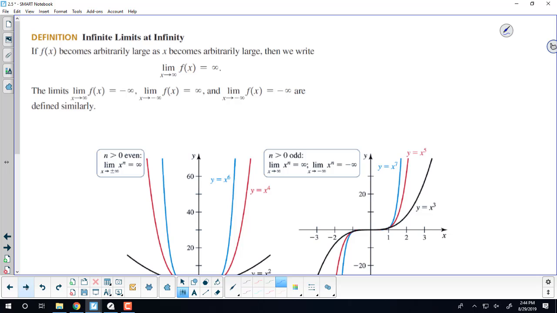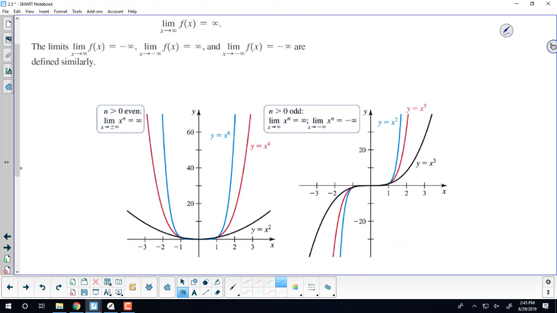So the definition here says that if f, what we've worked with polynomials, if the function values become arbitrarily large as x becomes arbitrarily large, that's a hard word, then we write this. But in other instances we saw in our previous examples, we could approach positive or negative infinity, and so could the function values. So they're all written out here, just any scenario. And to reinforce the definition, just think about these images here that are provided.